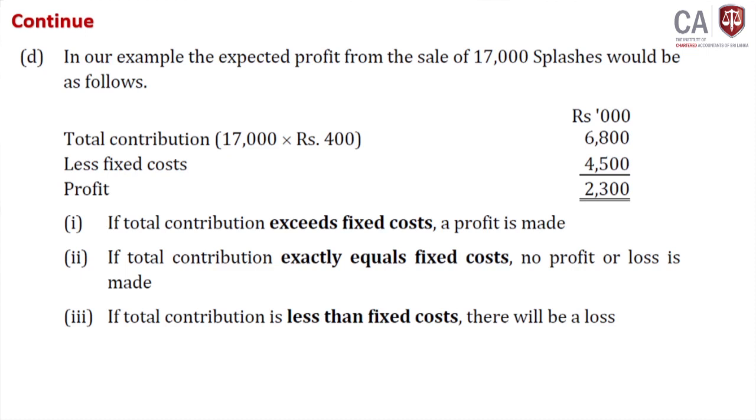If total contribution is exactly equal to fixed cost, no profit, no loss, break even. If contribution is 4,000 and let us say fixed cost is also 4,000, no profit, no loss, which means you break even. If total contribution is less than fixed cost, then you are making a loss. Under activity level 10,000 you are making a loss because contribution is less than fixed cost, right. Fine. So that is the learning outcome you have to take from this.